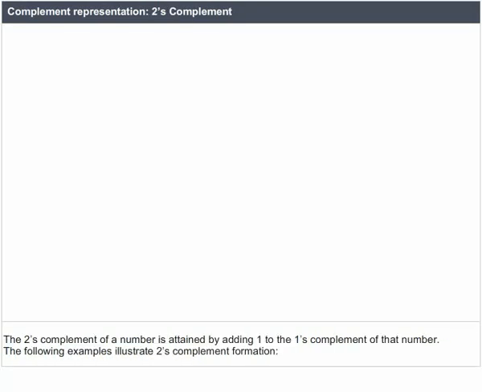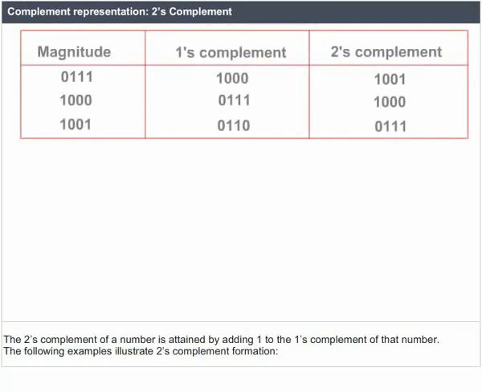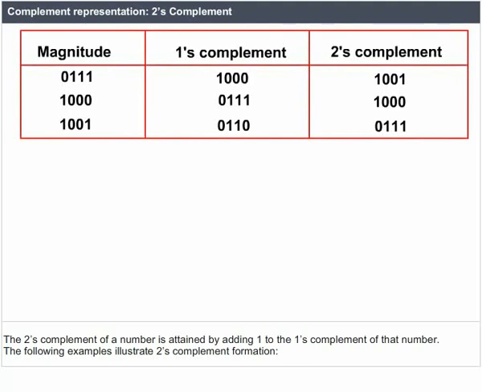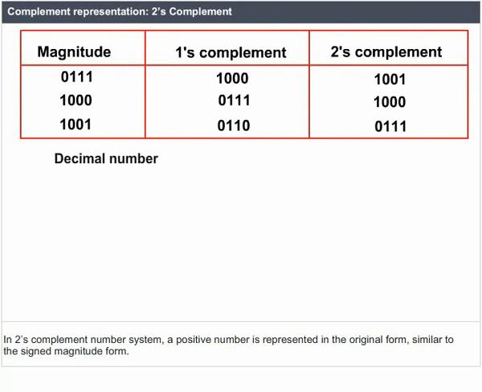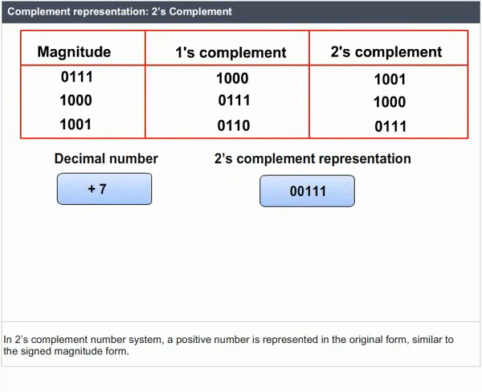Complement representation, 2's complement. The 2's complement of a number is attained by adding 1 to the ones complement of that number. The following examples illustrate 2's complement formation. In 2's complement number system, a positive number is represented in the original form similar to the signed magnitude form.